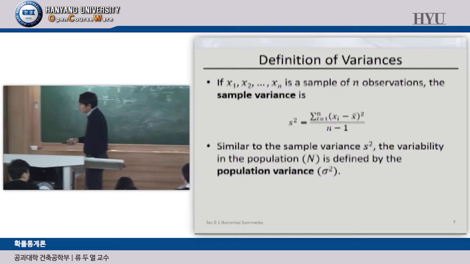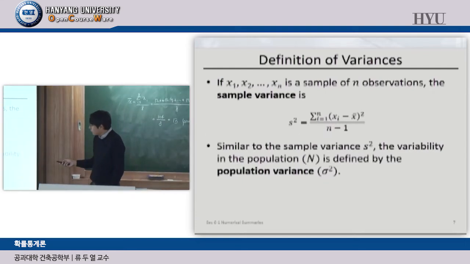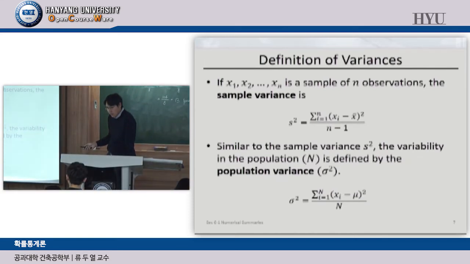And also, similar to the sample variance s squared, the variability in the population is also defined by the population variance, that is sigma squared. That is given by the following equation. Sigma squared is equal to the summation of i from 1 to large N, xi minus mu, the population mean, squared, over large N. So please remember these two equations to solve the example.